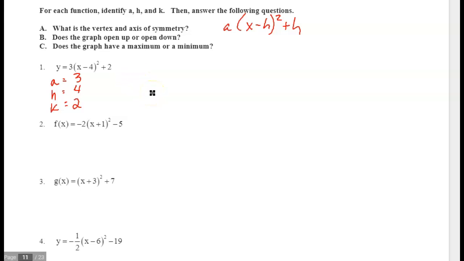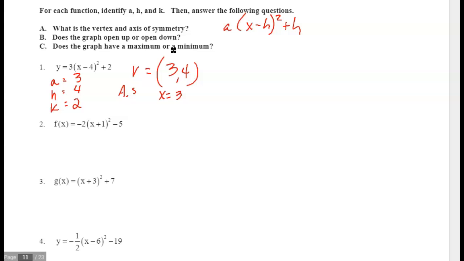Okay. So it says, what is the vertex and the axis of symmetry? You can just get those from looking at these numbers. The vertex, we'll just do a V for vertex, is 4, 2. The axis of symmetry, that's the line that you can reflect it over and be the same on each side, is just x equals 4.